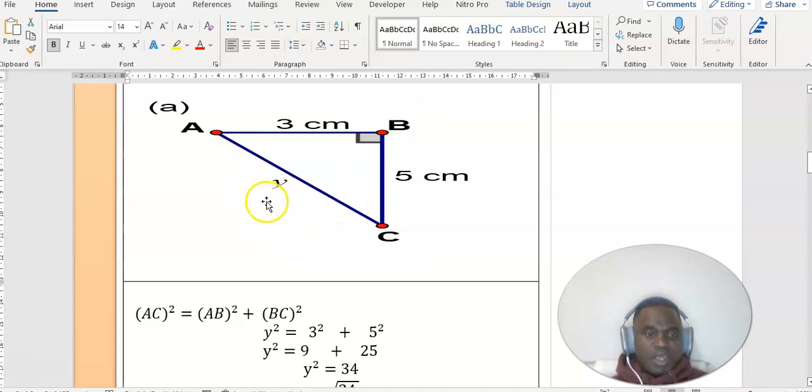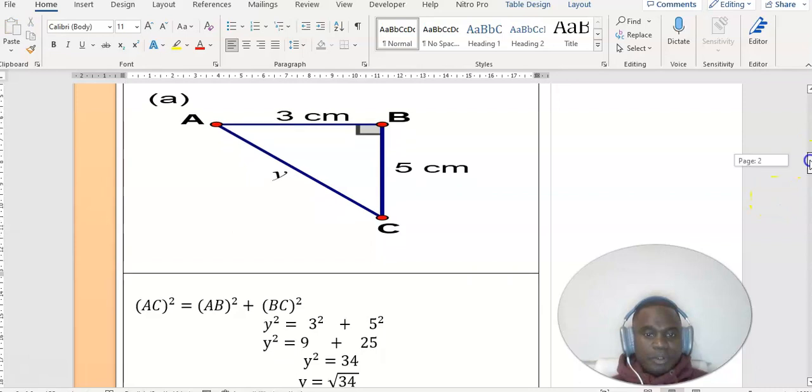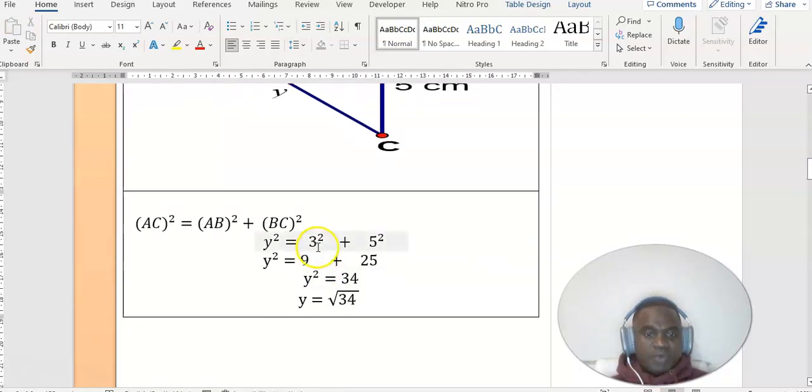And you know the value for AC is y squared. It should be equal to AB, which is 3 squared plus 5 squared. Now 3 squared gives us 9, plus 5 squared gives us 25. 9 plus 25 is 34. Then we take a square root. In order to remove the square on this side, you have to take the square root also on the right hand side. So square root of 34.